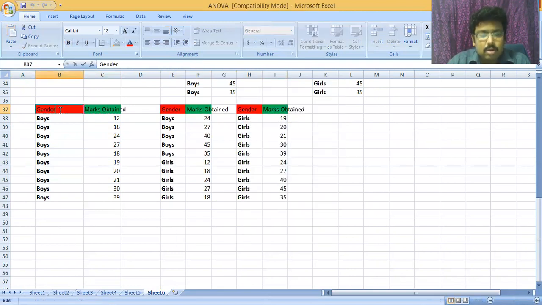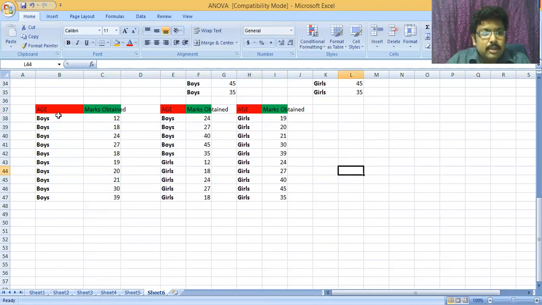Test. Here we are not considering the Z. We are considering the is. Okay, we are considering the is.